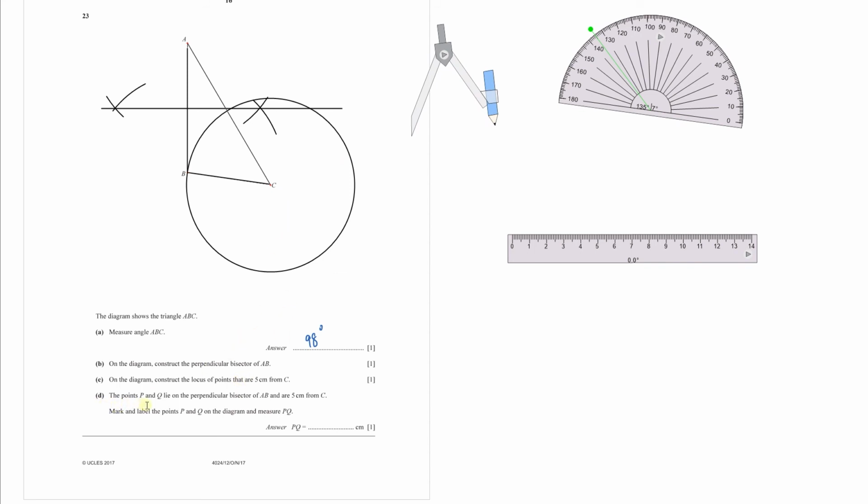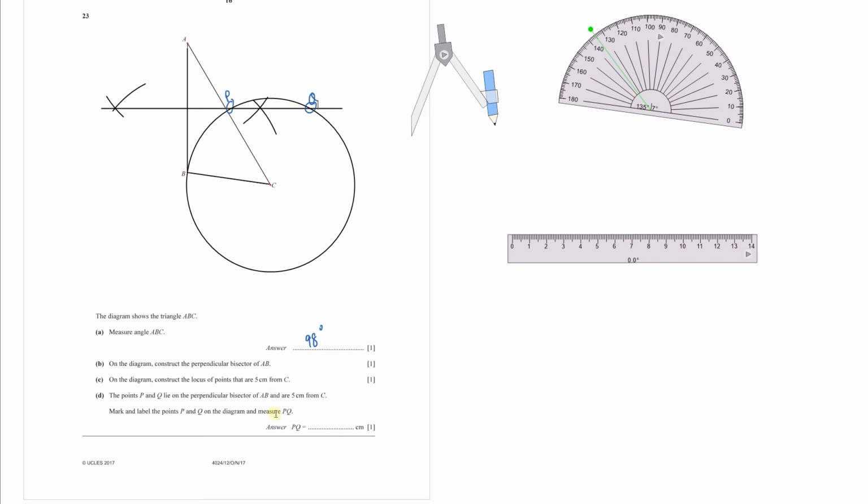So this is the locus of points that are 5 centimeters from C. Part D is, the points P and Q lie on the perpendicular bisector of AB and are 5 centimeters from C. Mark and label points P and Q on the diagram. So your points lie 5 centimeters from C, which means they are on this locus, but they also lie on the perpendicular bisector of AB. So they have to lie on this straight line as well as this circle. That will be the intersection of the two. The first point is this here, which is P, and the second one is this here, which is Q.